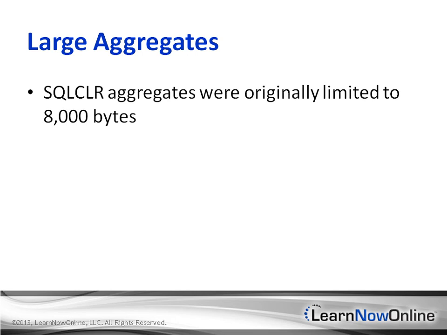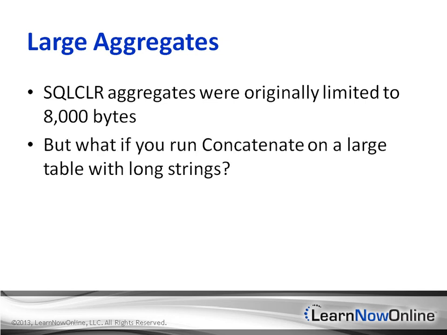Back when SQL CLR aggregates were first introduced in SQL Server 2005, the total size of a SQL CLR aggregate was limited to 8,000 bytes. In many cases, this is more than enough for the data that you're aggregating. For example, if you're aggregating data into a single numeric scalar value, like the built-in sum, average, and other aggregates, you really just need to store an integer or floating point value. But what if you use the concatenate aggregate on a large product table, such as the one in the AdventureWorks databases? Unless you limit the rows that the aggregation includes, you'd quickly get an overflow error if you were limited to just 8,000 bytes.